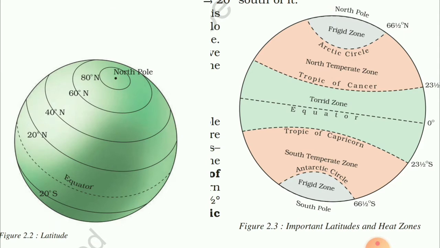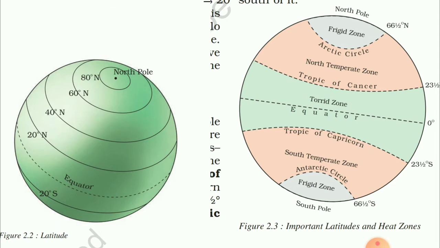Look at the first picture. The equator is given in the middle of the Earth, which divides it into two parts. I already told you that. What is the degree of the equator? Remember, the degree of the equator is 0 degree. When we go up, towards the north direction, that is 20-degree north, 40-degree north, 60-degree north, 80-degree north, and 90-degree north, which is the North Pole. What is the degree of the North Pole? 90 degree. What is the degree of the South Pole? 90 degree. South Pole 90 degree south, North Pole 90 degree north.